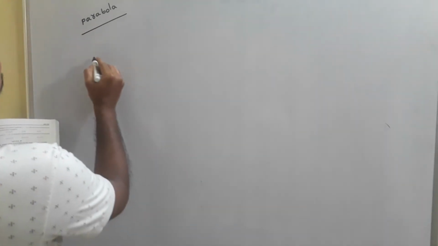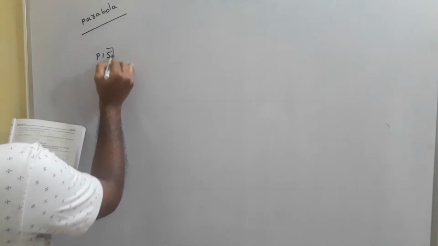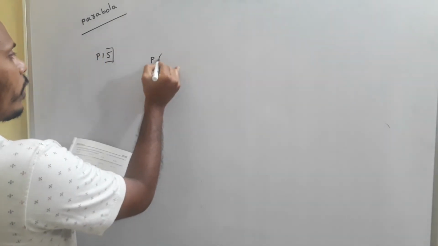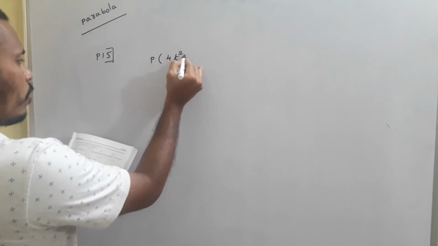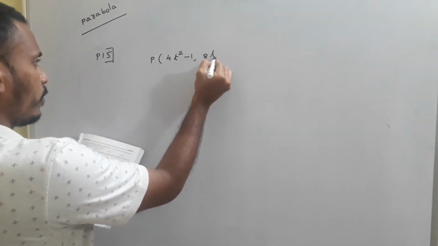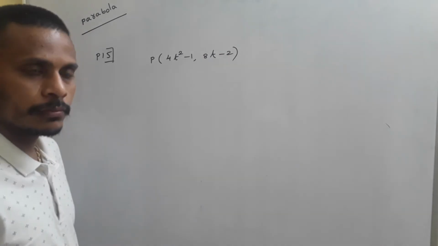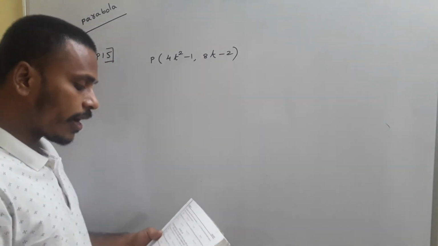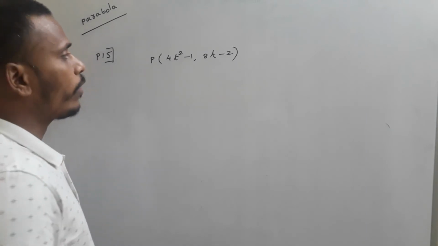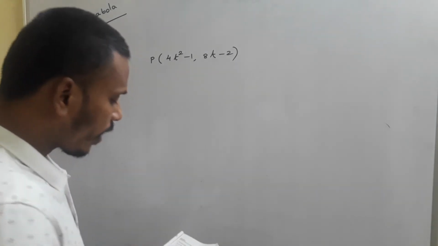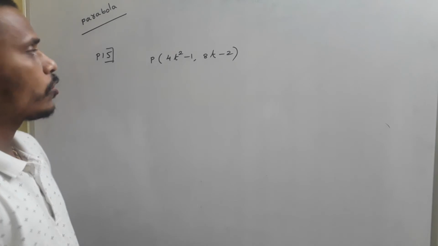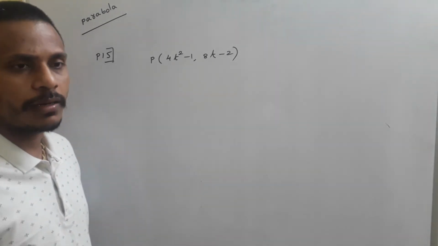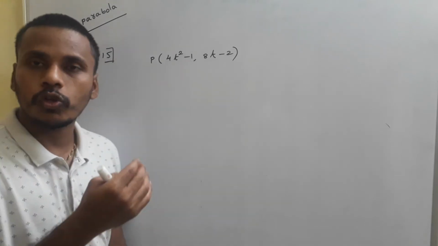So next, 15th problem in our discussion: locus of the point. So we need to find out the locus of a point (4t² - 1, 8t - 2). As they mentioned, the locus of the point represents a parabola. We need to find the equation of latus rectum. Since the locus of this point forms a parabola, we need to find the equation of the latus rectum. The parabola is also given in the question.